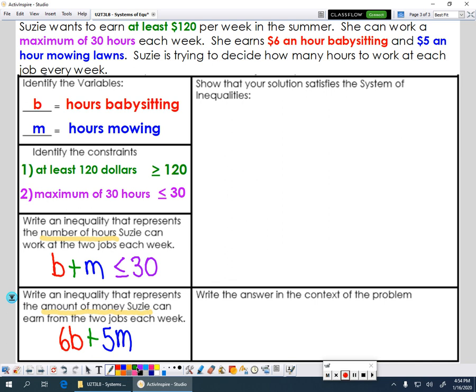It says she wants to earn at least $120. So all the money babysitting and all the money mowing grass has to be greater than or equal to $120. Okay? Now here's where things change up a little bit.